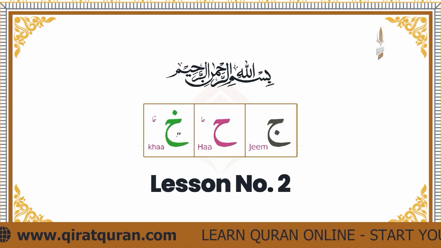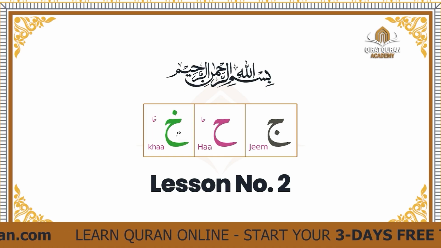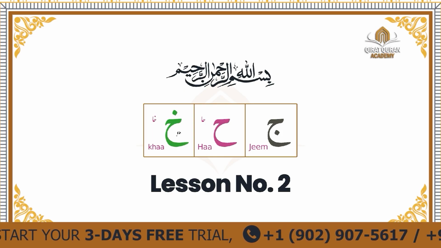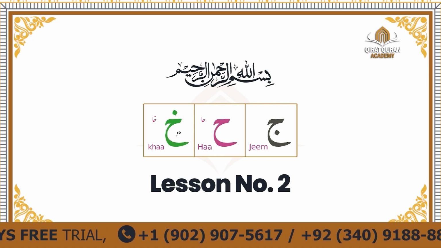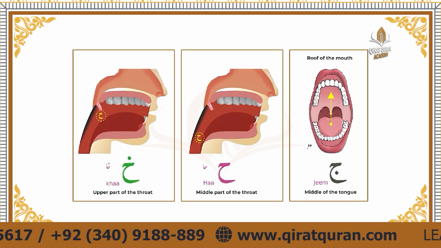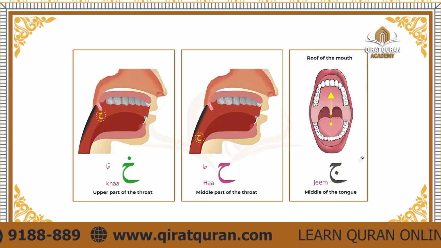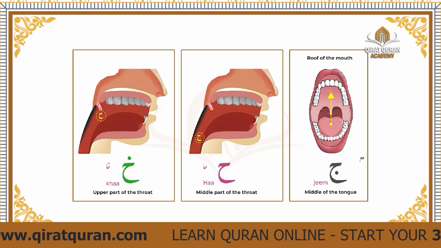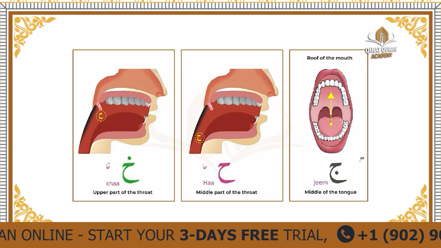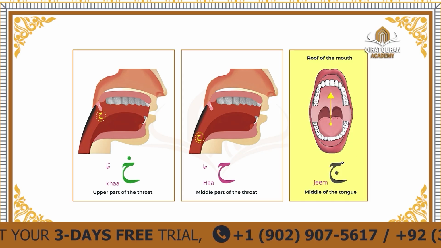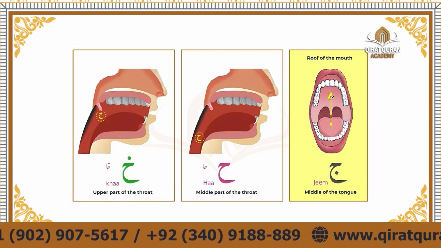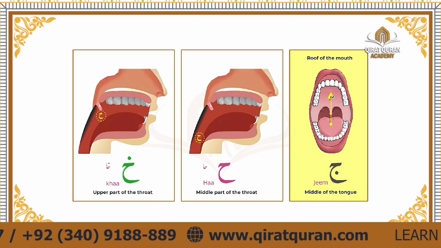And I also told you that the letters written in the green color are the bold letters. We have to read them with bold voice. We also read about the pronouncing points of these three letters. For jim, we have to use the middle of our tongue and meet it to the roof of the mouth. As you can see here, this is the middle of the tongue, and it will meet the roof of our mouth, and that's how we can easily pronounce jim.